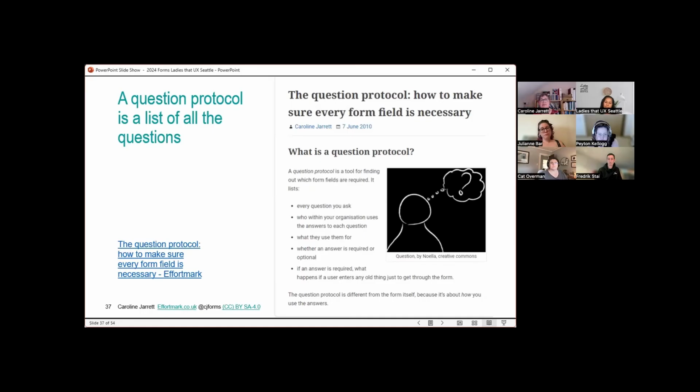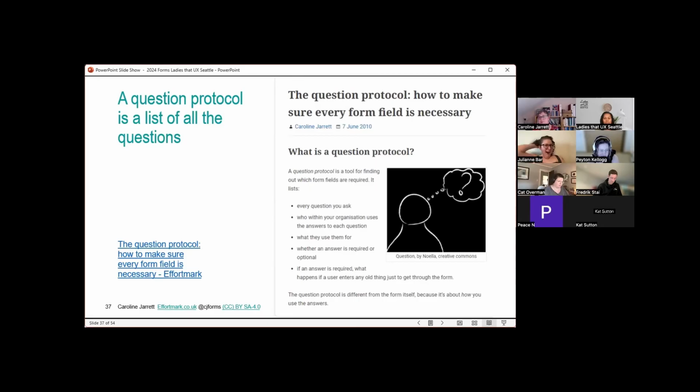Today, if I were rewriting this, a long time after I first wrote about it in my book on forms, I would call it an answer protocol rather than a question protocol, because it's all about how we're going to use the answers. But anyway, it is what it is, and it's a way of doing the due diligence of working out, for everything you're asking someone, how is it really put to use within your organization.